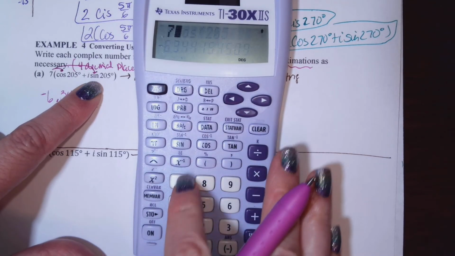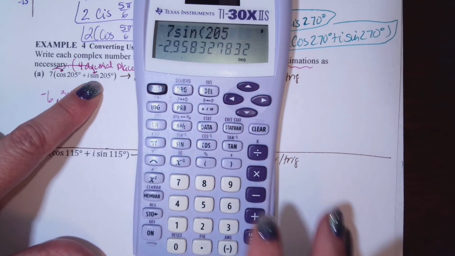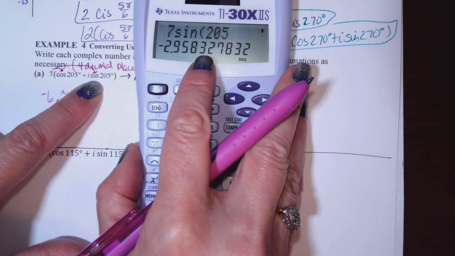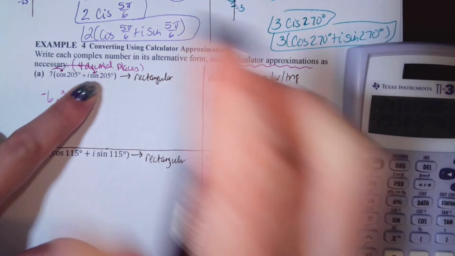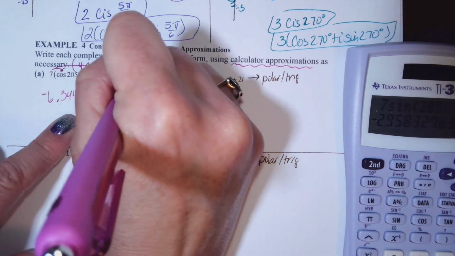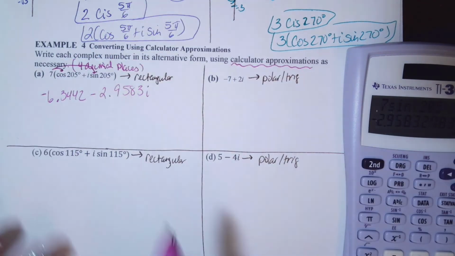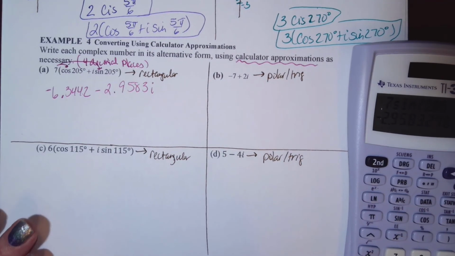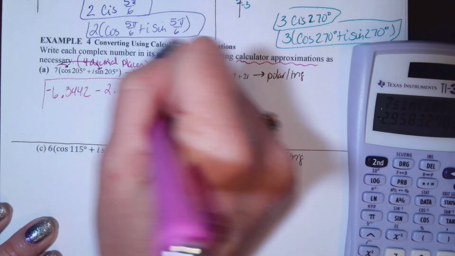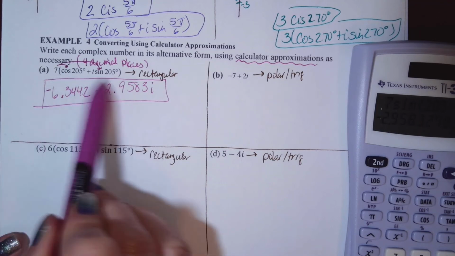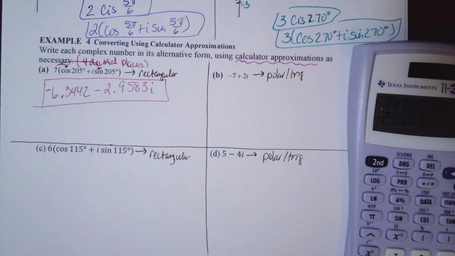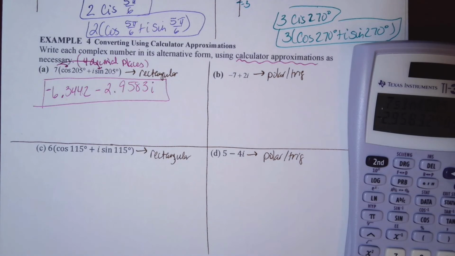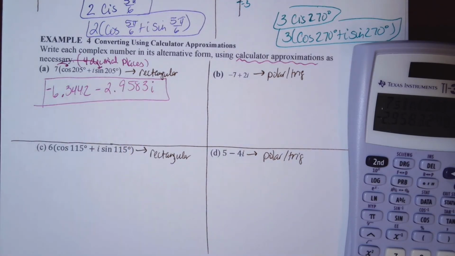And then I'm going to distribute that 7 here. So I've got 7 times sine of 205 degrees. And I get a negative 1, 2, 3, 4. I don't round up, so that just is going to end in a 3. So I have a negative 2.9583i. A plus bi, or x plus yi. This is my rectangular or standard form of the polar form that I was starting with. Don't forget your i. Make sure that your algebraic sign plus or minus is correct.